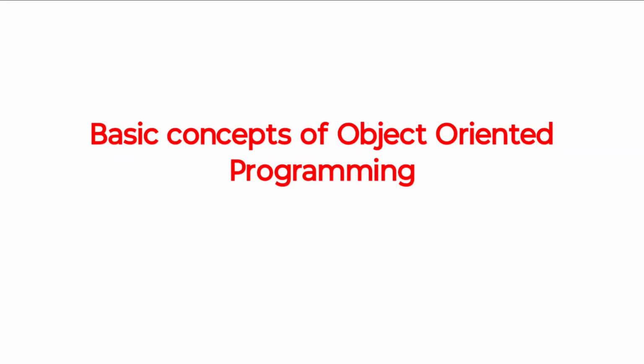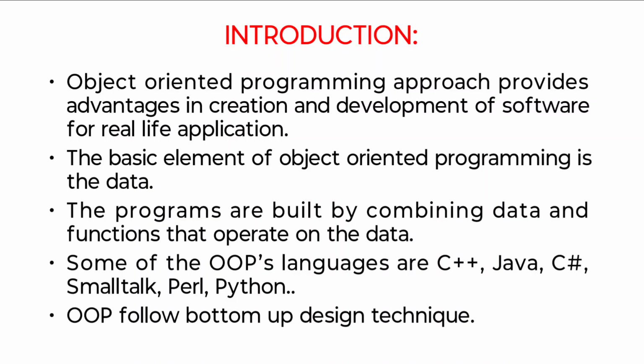Today I am going to talk about basic concepts of object-oriented programming. So what is object-oriented programming? This approach is developed for creating a basic programming model by building the combination of data and functions which operate on data. Some of the object-oriented programming languages are C++, Java, C Sharp, Smalltalk, Perl, Python, etc.